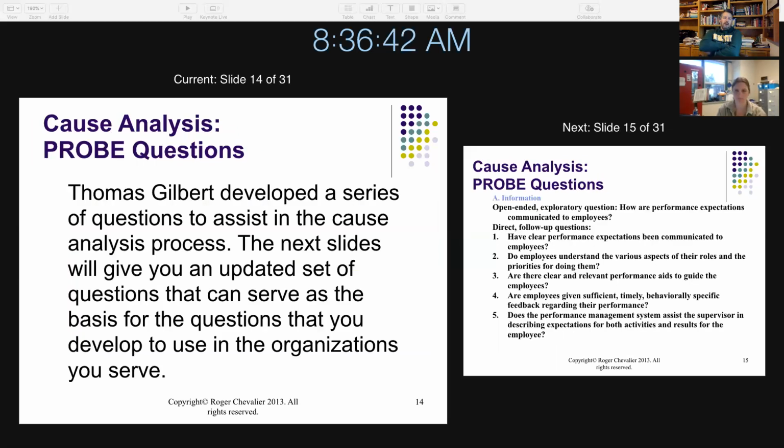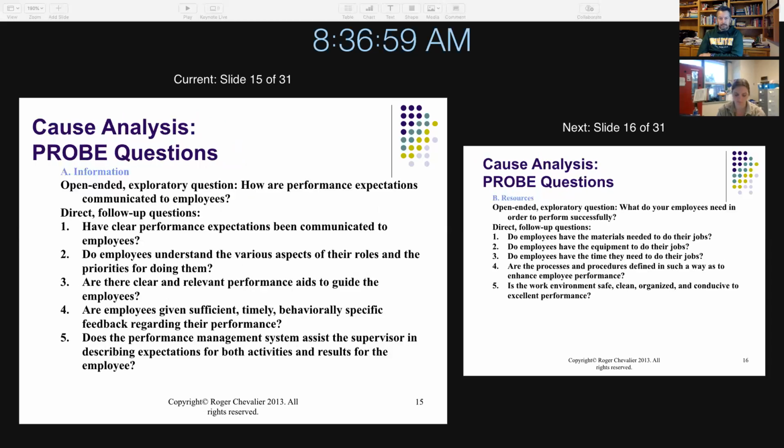When you're doing a cause analysis, there's two kinds of questions to ask. There's open-ended questions and there's direct questions. And they're both included in what we would call probing questions. So you want to start with an open-ended question. An open-ended question for information would sound something like this. How are your performance expectations communicated to your employees? The word how kind of leaves it open-ended, right?